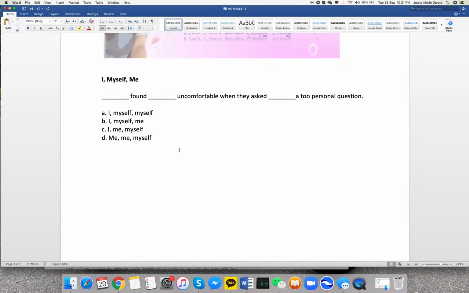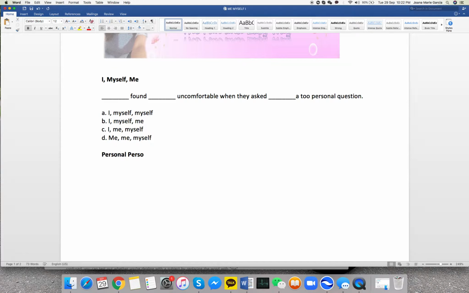So this is the question: "Blank found blank uncomfortable when they ask blank a too personal question." And these are the choices. As you can see, the choices have I, myself, and me. We're going to find out later which one is the answer, but I know you have an idea. But before that, let's talk about personal pronouns first.